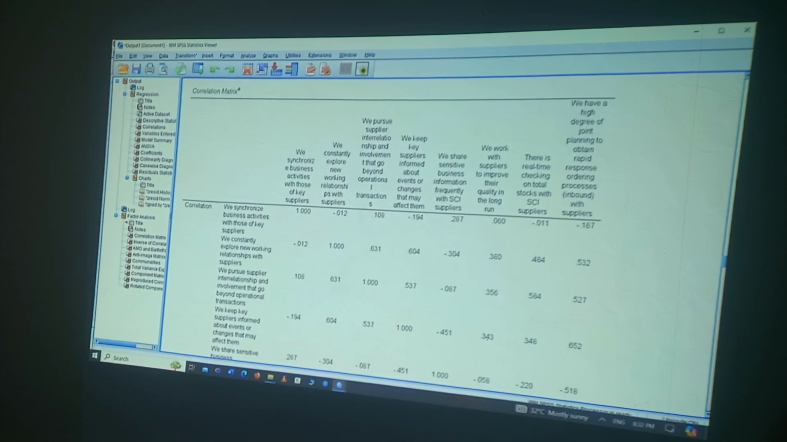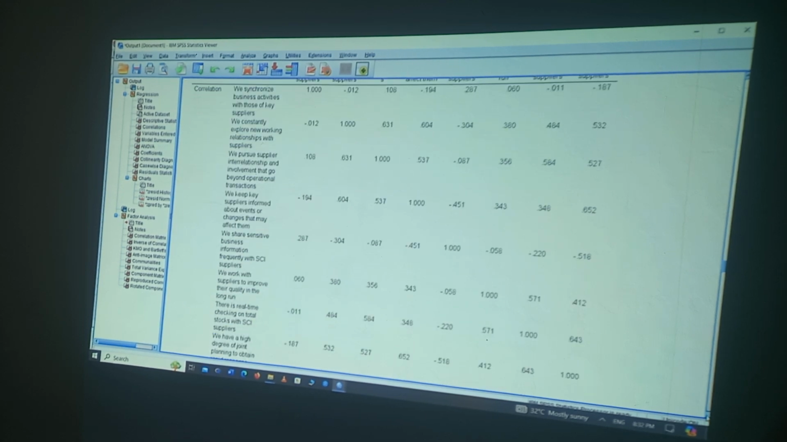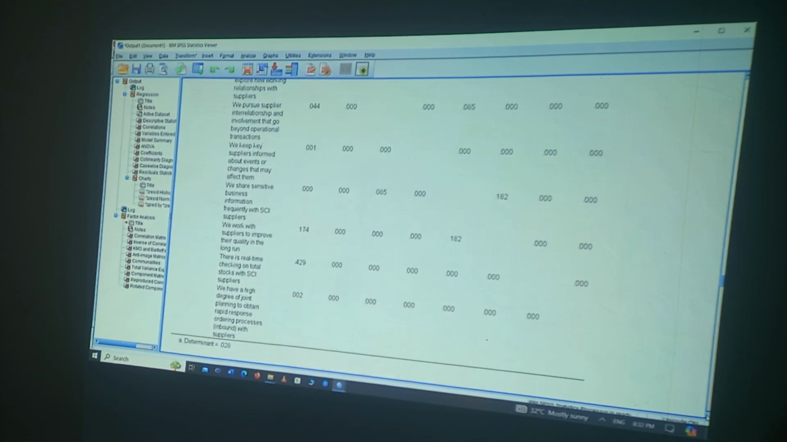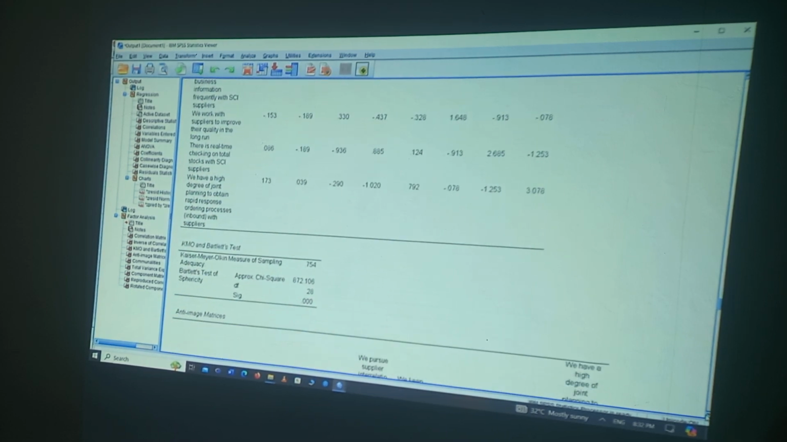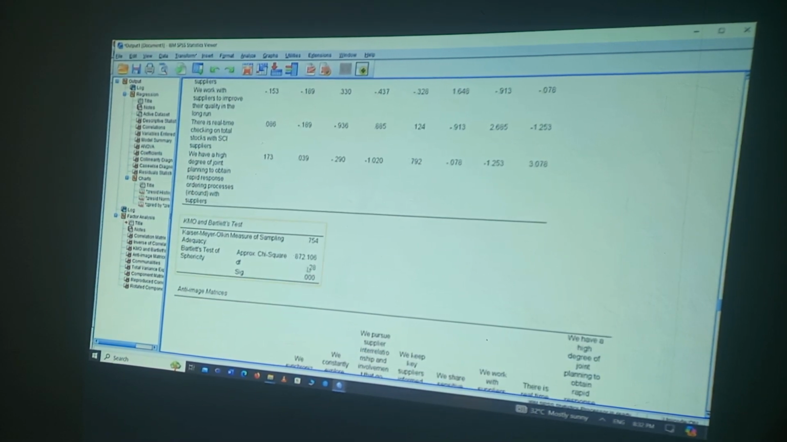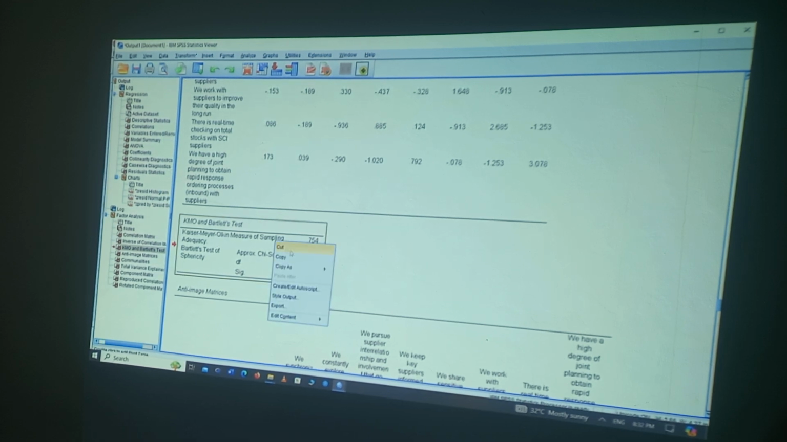So the first thing is the factor correlation matrix. Okay, that one is not a major concern. We just skip it. What is of major concern is the KMO and Bartlett's test table. Are we seeing this one? So you right click and copy it so that we can put it in Word format.